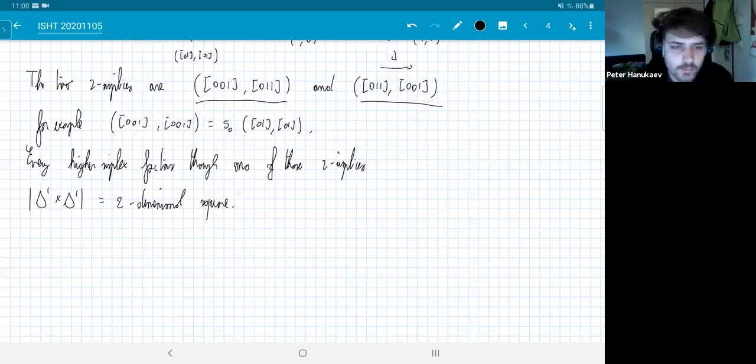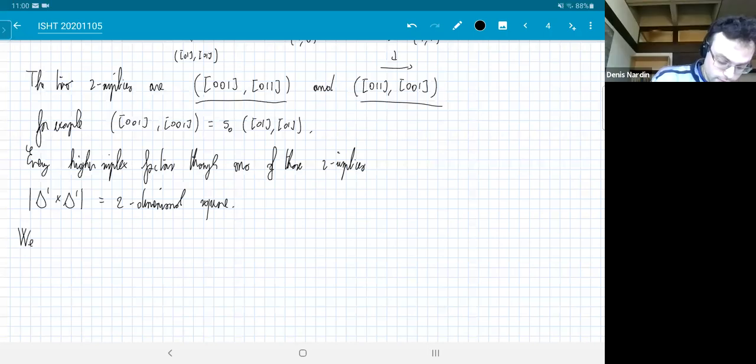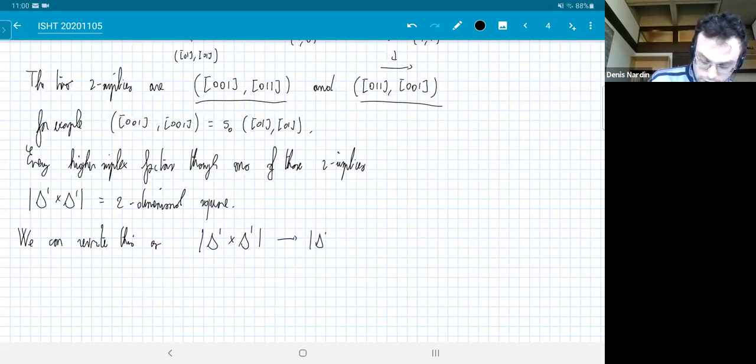Okay. And in fact, we can rewrite this as delta n times delta 1 times delta 1 mapping to the geometric realization of delta 1. The geometric realization of delta 1 is a homeomorphism.